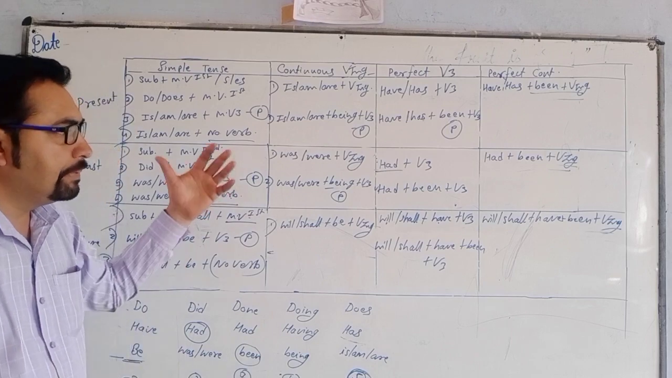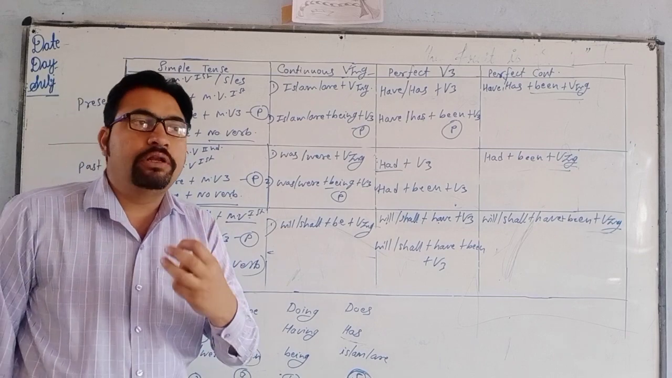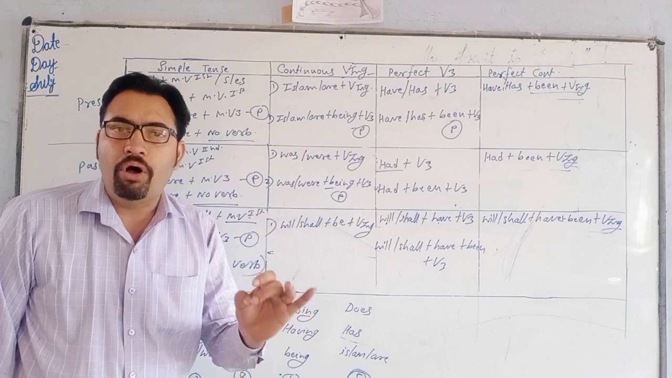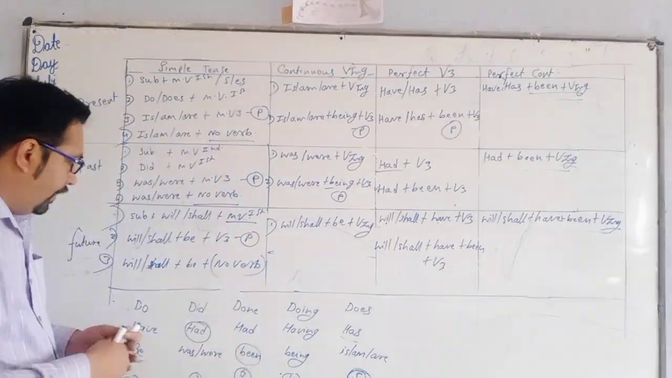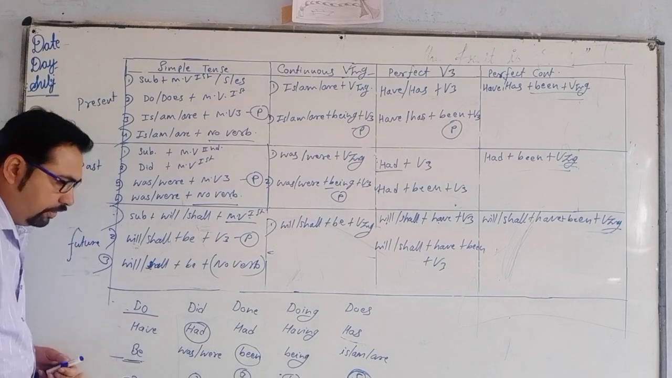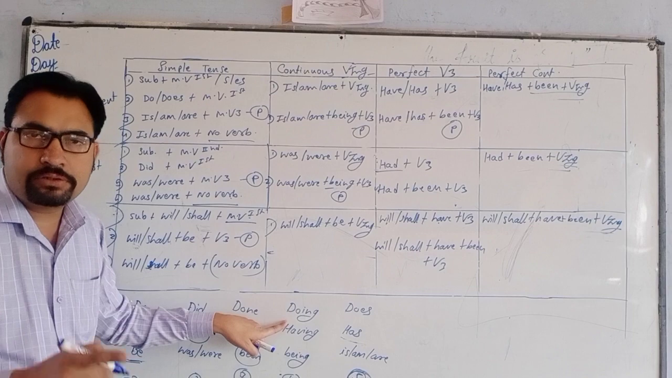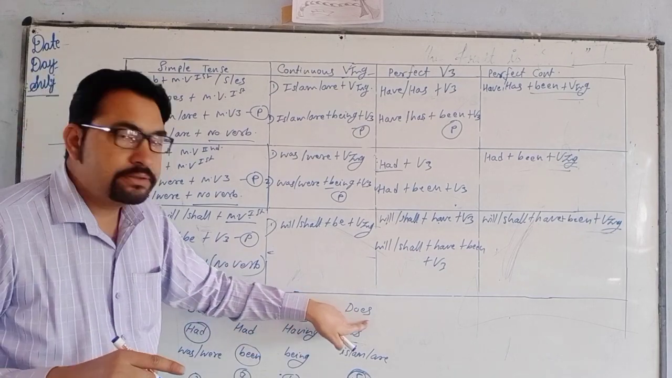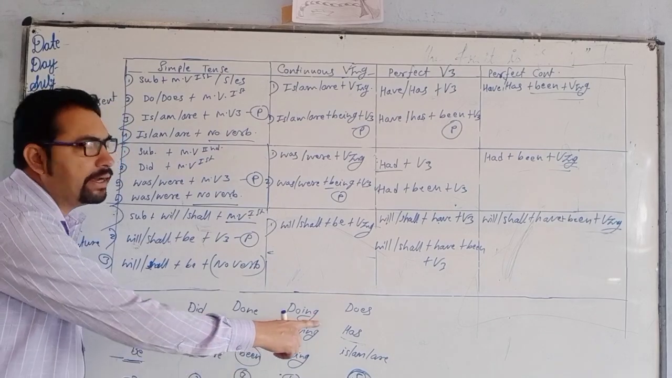Because in the complete English there are only three verbs which can be used as main verb or as an auxiliary verb. Here, first of all, the verb is do, second did, third done, gerund form is doing, and the singular form or fifth form we say is does. Similarly, it is have, had, having, and has.